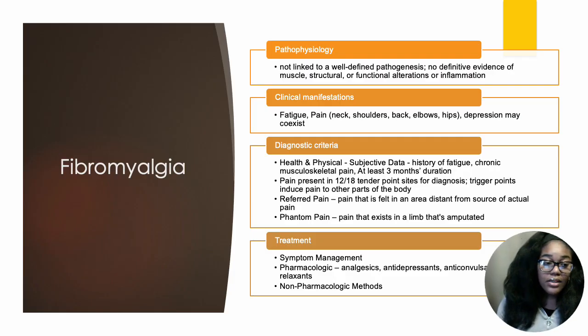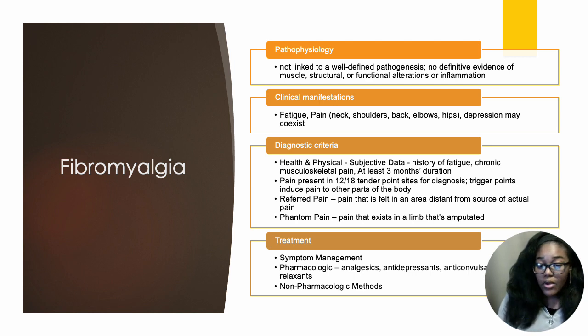So the first alteration that we'll talk about in clinical model is fibromyalgia. So the pathophysiology is that it is not linked to a well-defined pathogenesis. There's no definitive evidence of muscle pain or structural pain or functional alteration or even inflammation in individuals that have fibromyalgia. But there is a significance of pain in multiple areas of the body for these individuals.